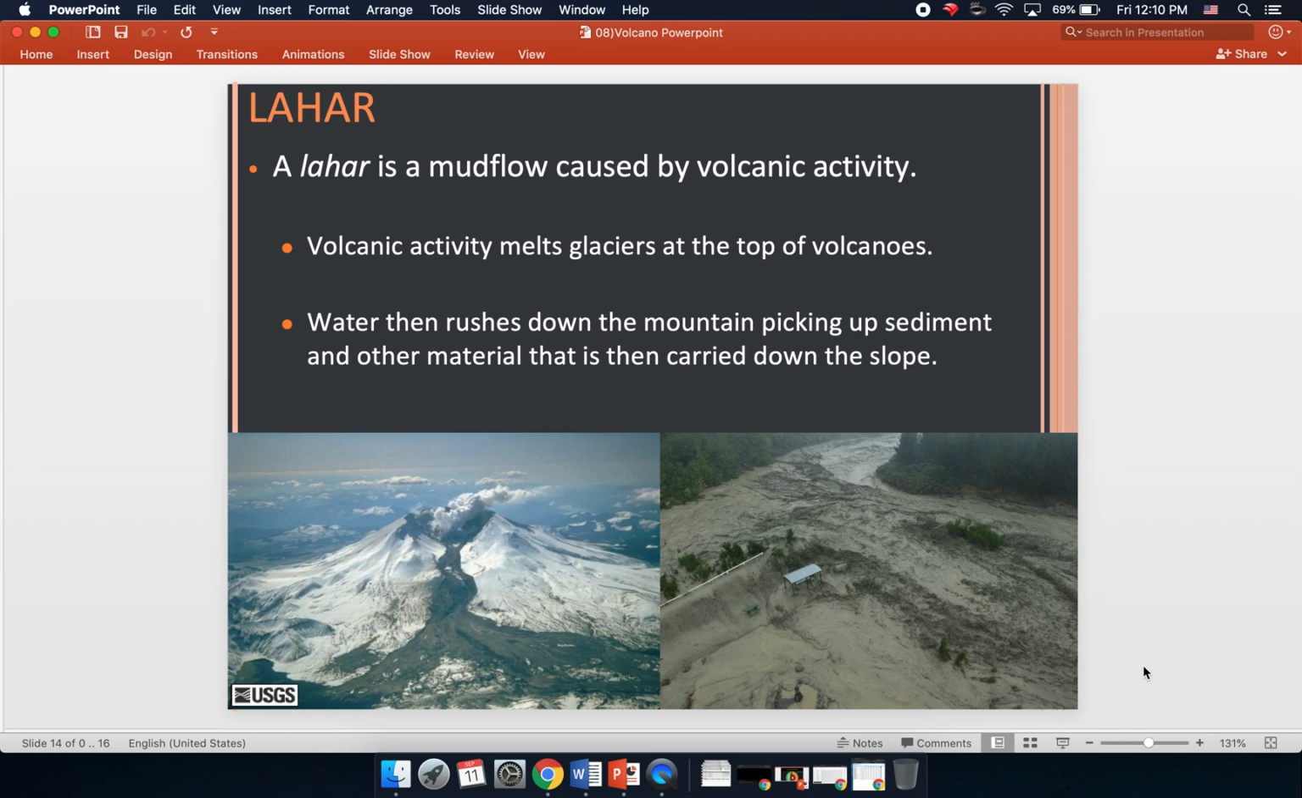And then if the water has enough force, or there's a combined force with all the material that it's picked up, it can knock down trees and carry other things down the slope. All right, so the more material it picks up, the stronger it gets. And so this is a whole other agent of destruction that can be caused by volcanic eruptions.